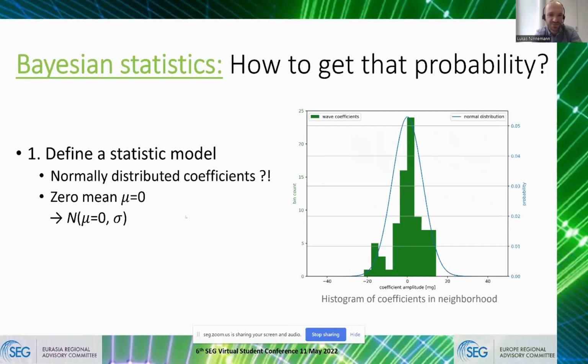In truth they are not, but this assumption can nevertheless be taken since the waves are actually less likely than a normal distribution to produce outliers, which is a very nice property of them. And waves also have the nice property that their mean is 0. So our statistical model for the coefficients in a neighborhood is a normal distribution with 0 mean and unknown standard deviation.